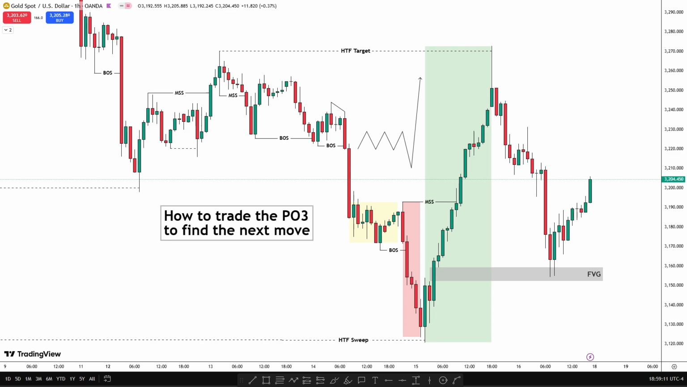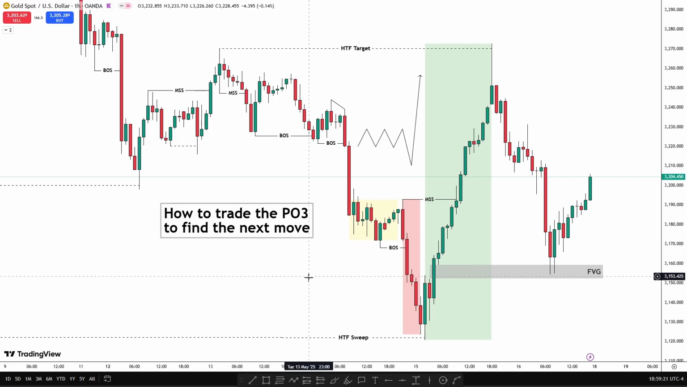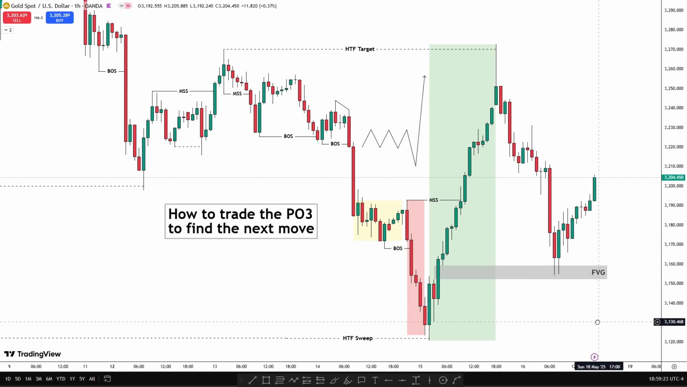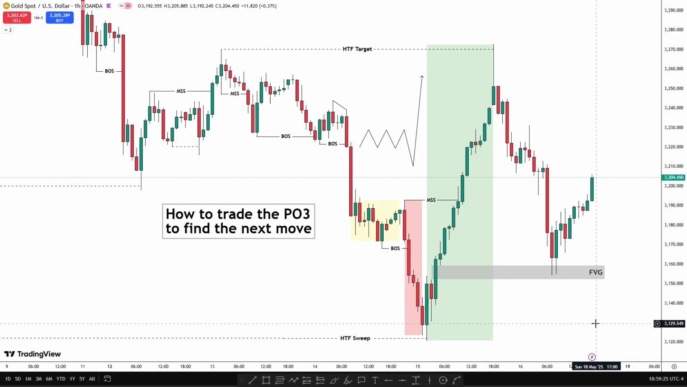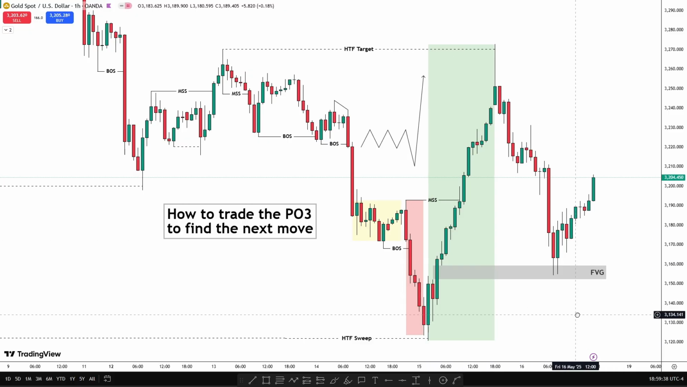Okay, so for today's video, I'm going to be going over a new concept. It's called PO3, the power of 3, also known as the AMD model, which stands for accumulation, manipulation, and distribution. Now, I'm going to be going over the first main parts to this. There may be a second video to this in the future. But yeah, I'm just going to be going over the simple parts to it today and the key components of what you're going to be looking for.